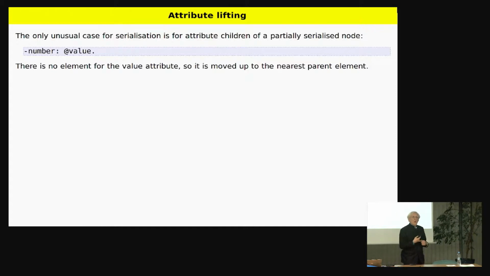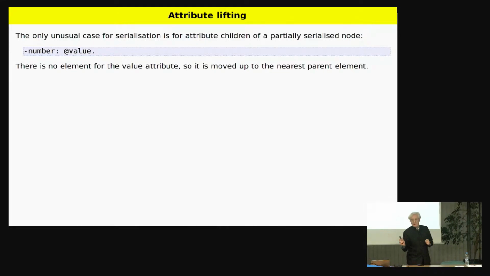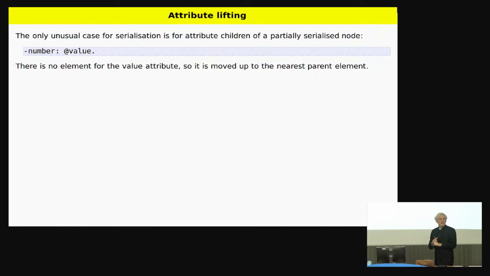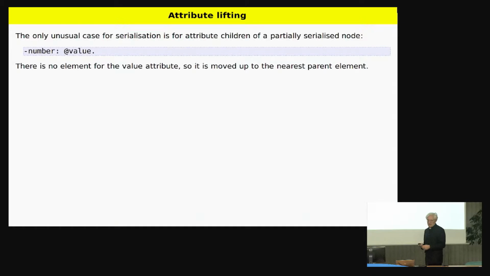So this only gives you one unusual case, and that is if you specify a rule that isn't serialized as an element, and it has children that are serialized as attributes. And what that means is that those attributes have to be attached to a higher element in the parse tree than at the level that it's specified.